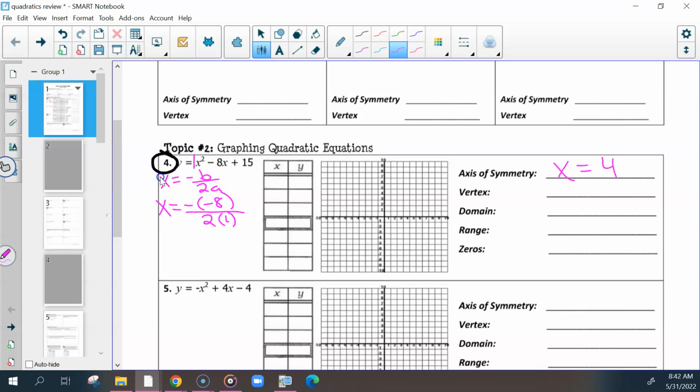Wait, what's that? Is that a word? Yeah, yes.